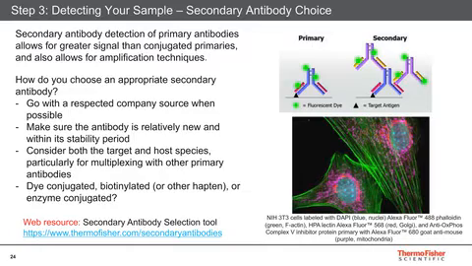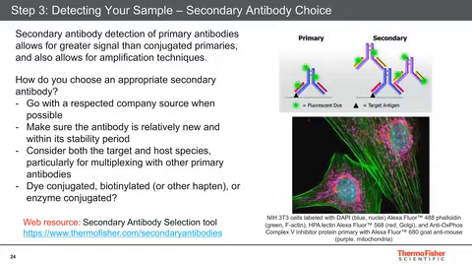You want to, again, go with a company that you trust, one that has good quality and a good quality control. They've validated it for these methods. Make sure your antibody is relatively new and within a stable period and stored properly. Very importantly, consider the host and target species. For instance, if you have a mouse primary, you want an anti-mouse secondary and a host that matches the serum that you're using, like, for instance, a donkey anti-mouse secondary.